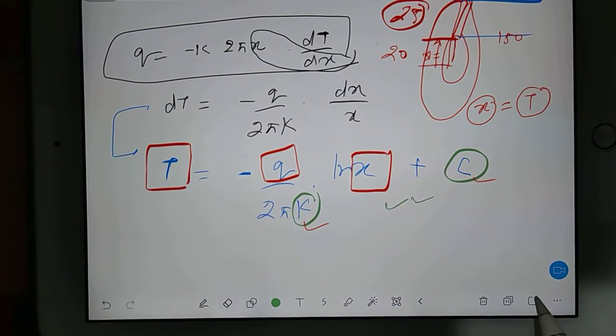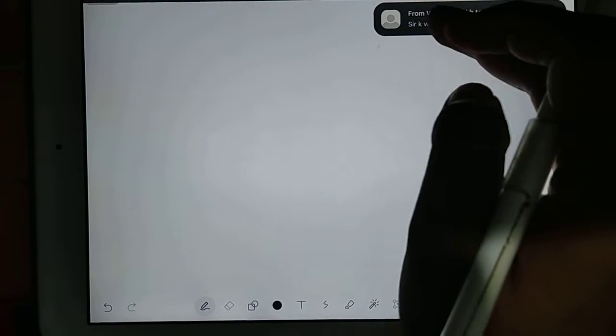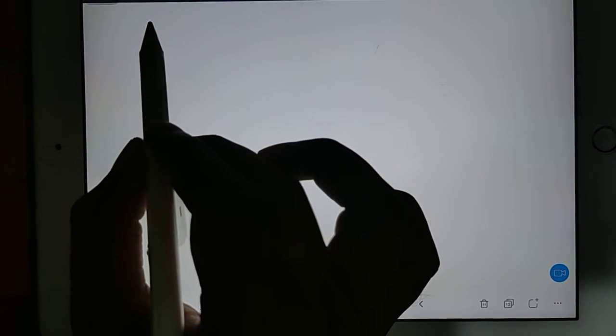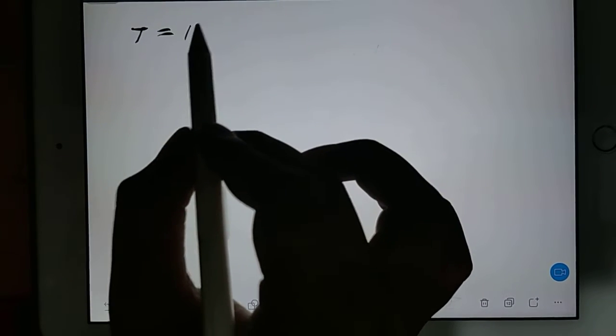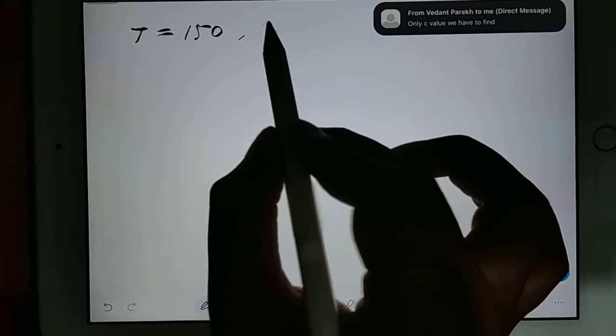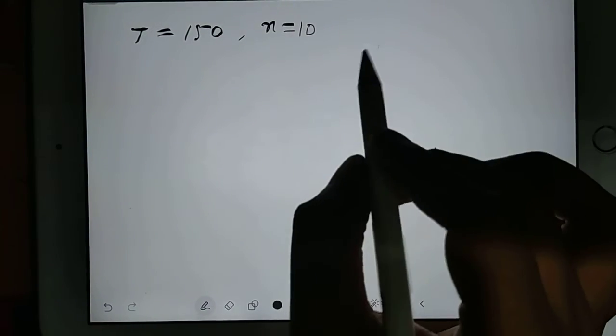Okay. So let's understand the x and T limits together. K value is given. Okay, k value is given. So we'll do one thing. K value is given as 0.0025. Yes, of course you are right. So you can see here, T is equal to 150. We can consider when x is equal to 10. Yes, only c value you have to find out. Very good. When x is equal to 10.